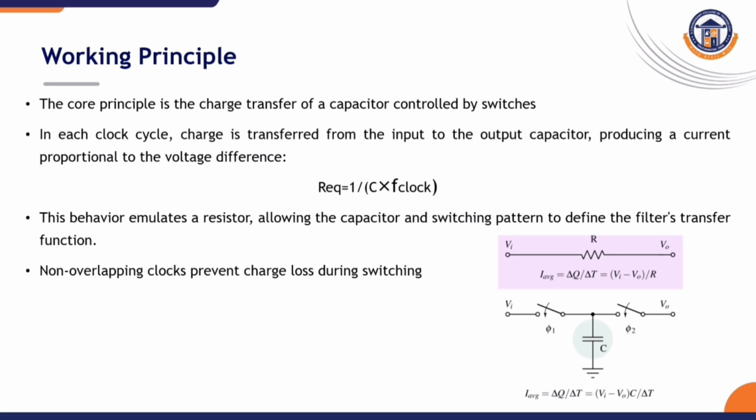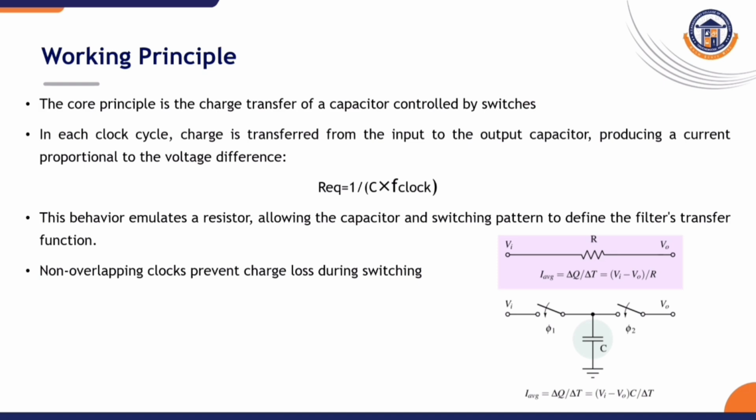The effective resistance is given by R equivalent equals 1 divided by C times clock frequency. So instead of changing the resistance value, we can change the clock frequency to control the filter behavior. Non-overlapping clock signals ensure no charge loss.